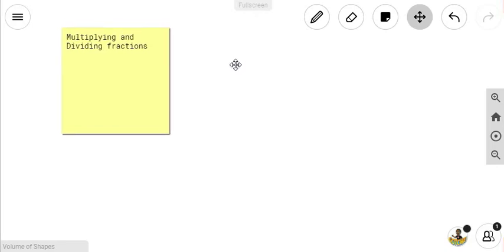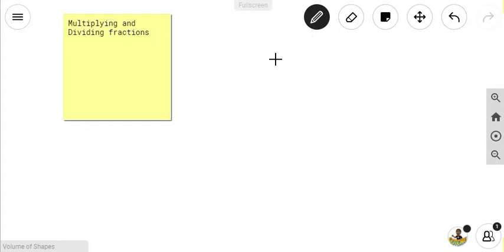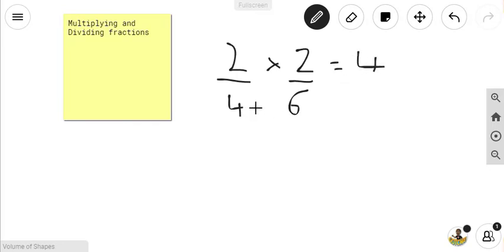So, let's see here. Say you had 2/4, and you're timesing that by 2/6. It's so simple, just times the top two numbers together and times the bottom two numbers together. So 2 times 2 is 4, you put 4 here, and then 4 times 6 here is 24.